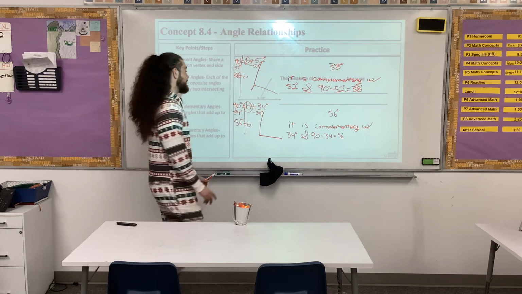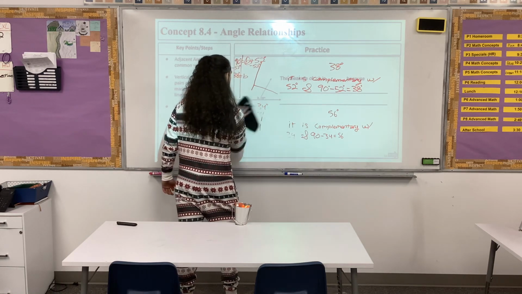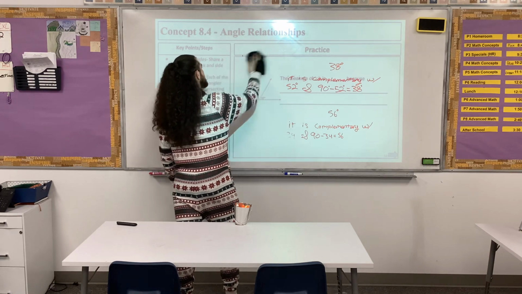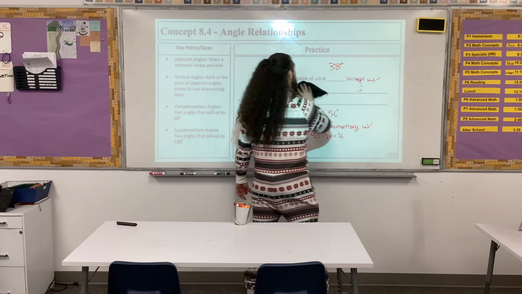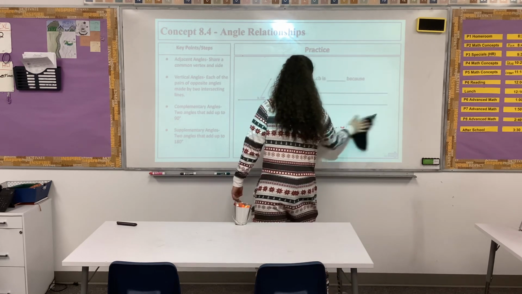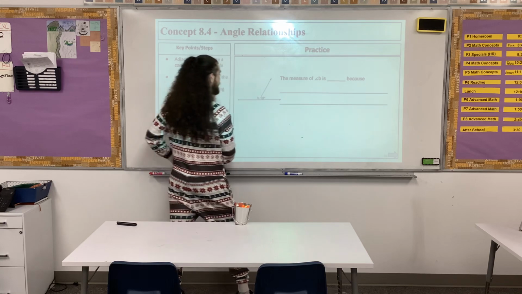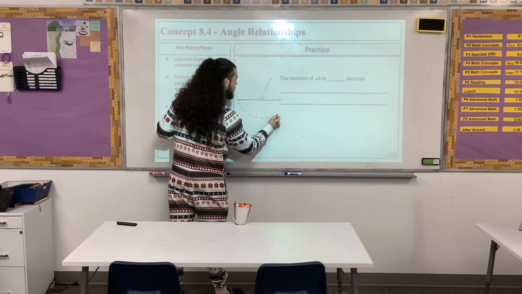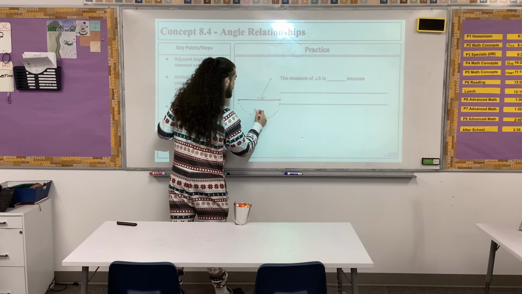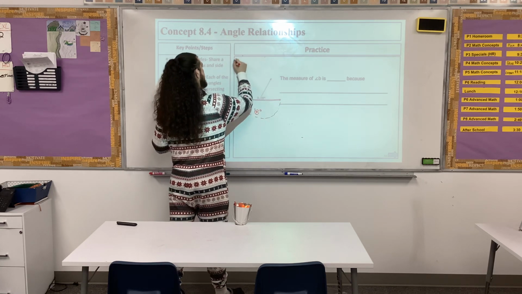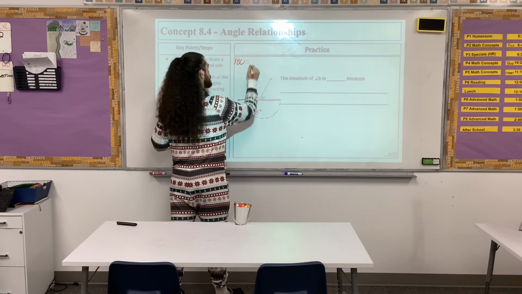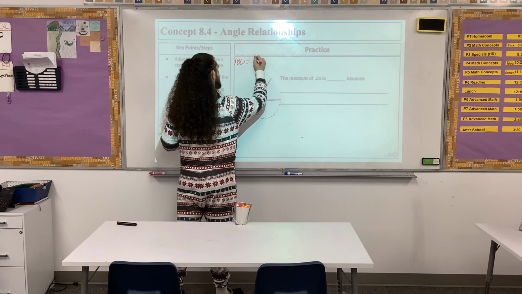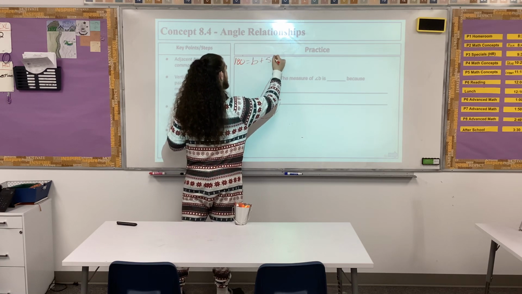Now my next one gives me a straight line. A straight line is 180 degrees. Straight is supplementary, and supplementary angles add up to 180 degrees. So in total, I get 180 degrees along this line. Well, if the total of it is 180, then the total equals angle B, this one here, plus angle 57 degrees. So B plus 57 degrees.